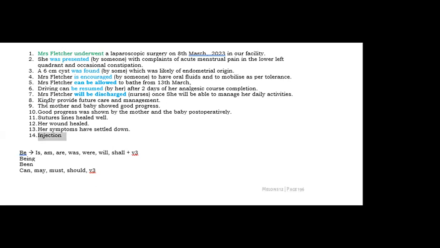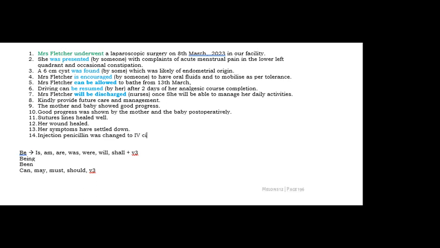So tell me the sentence once again. Injection penicillin converted to IV simplex. Okay, converted to. We don't usually convert the injection. Change is the right word. Convert means something different. Okay, injection penicillin was changed to IV.